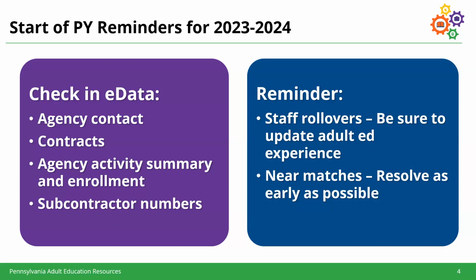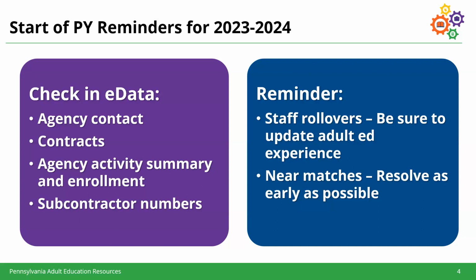Some other reminders as you work through specific records in eData: as you're rolling over your staff, be sure to update their adult ed years of experience. That is, if I remember correctly, a 3-part field that says less than 1 year, more than 1 year, more than 3 years, depending on when they started with your agency or just started in adult ed overall. As you begin the year this year, they may pass from one of those criteria into the next. So you want to make sure that field gets updated.